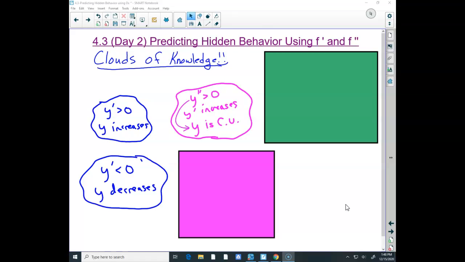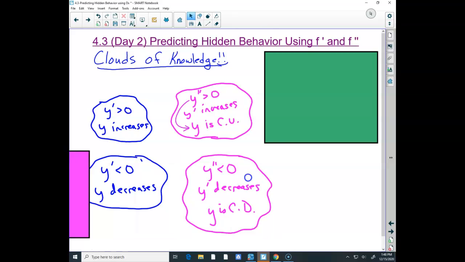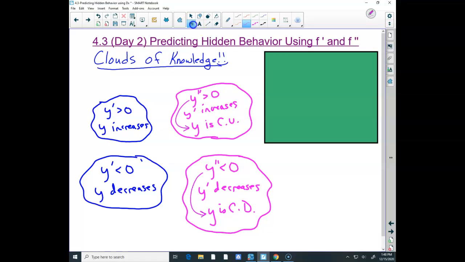So y double prime is greater than 0. That means the function before it, y prime, the graph must be increasing. And we know if y double prime is greater than 0, we know the function y is concave up. Same thing. If y double prime is less than 0, then the function just before it, which would be y prime, must be decreasing. And if y double prime is less than 0, we know the original function is concave down. These are good connections between y, y prime, and y double prime.